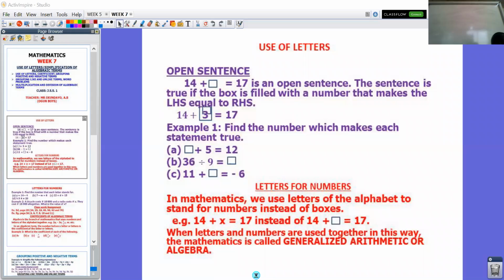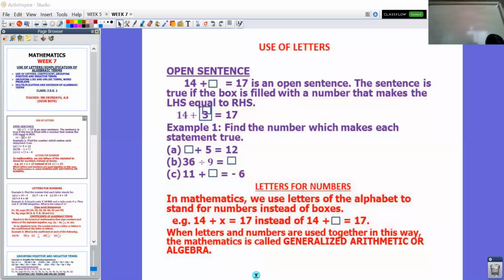Now, for our first question, example 1, find the number which makes each statement true. I'm going to answer only the first one. The number that I'm going to put in this box that I'm going to sum with 5 to get 12 is basically 7. In your notes, in that first question, in the box, you put 7.